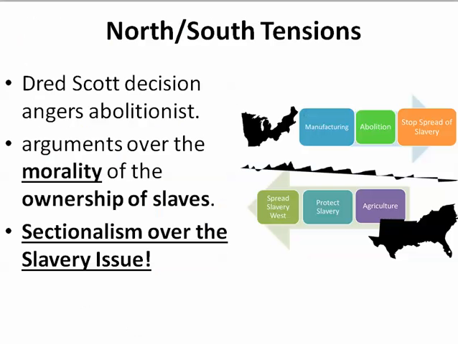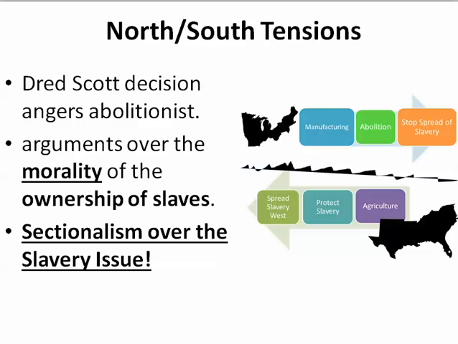Now, this whole issue about the Dred Scott decision is going to anger a lot of abolitionists. So we're going to see these northern abolitionists angered, and a lot of fury is going to occur in the newspapers and the media, and this argument over the morality of slave ownership. And then sectionalism is going to continue, north-south divisions, north-south tensions over this slavery issue.